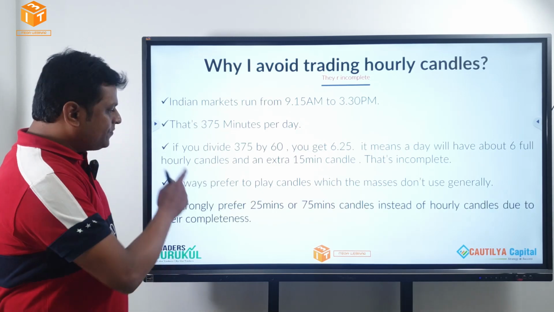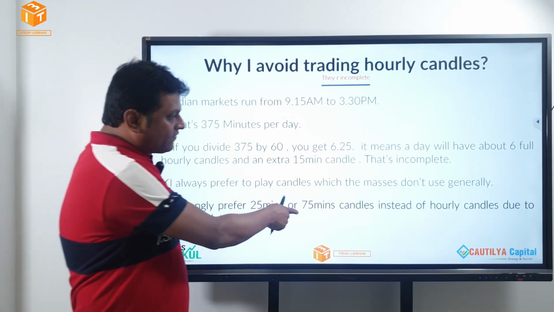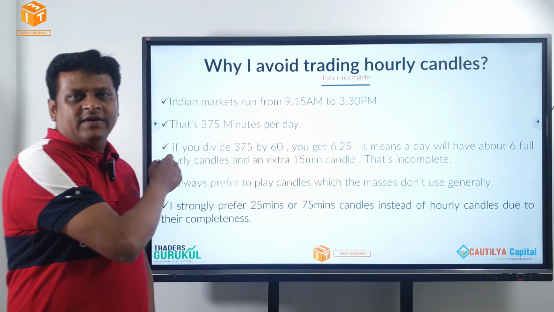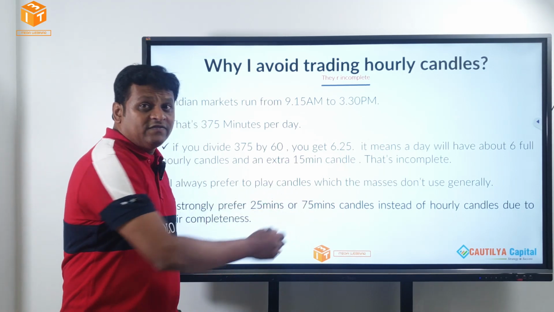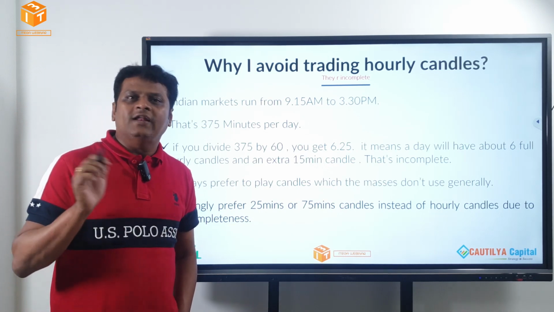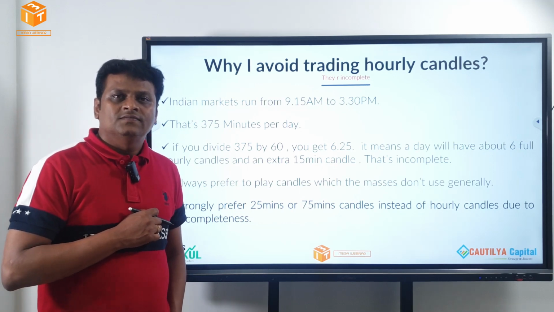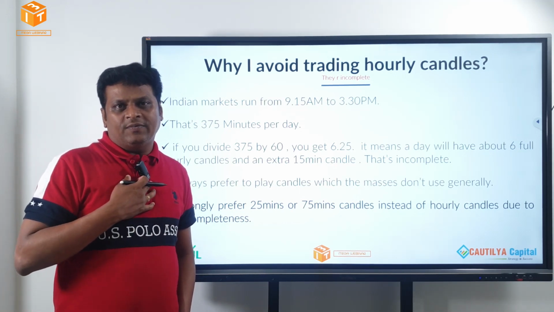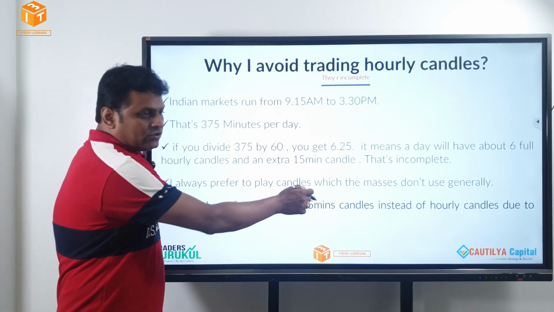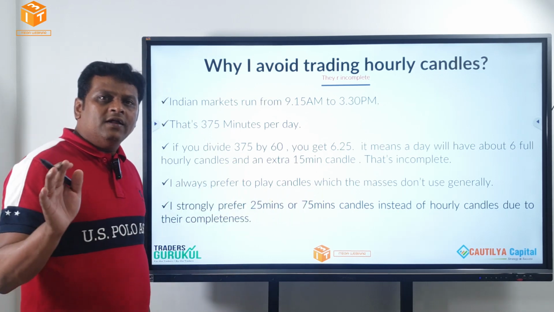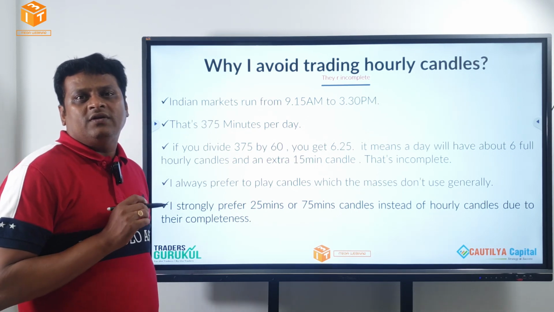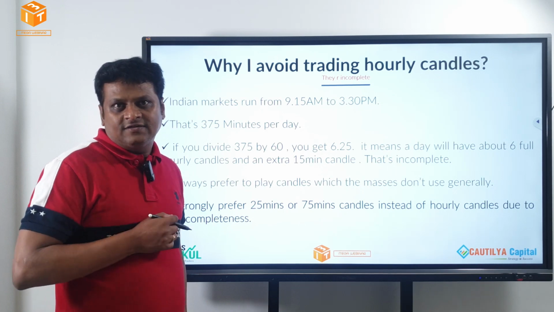Now, I strongly prefer 25 minutes or 75-minute candles instead of hourly. Why? You divide 375 by 25, you divide 375 by 75, you will get round numbers. You will get complete candles. You don't get any partial candles there. So, instead of hourly candles, I strongly recommend all professional price action traders to primarily focus on 25 minutes or 75 minutes, as the case may be, depending upon your choice. And remember the fact that the most common time frames are always dangerous.